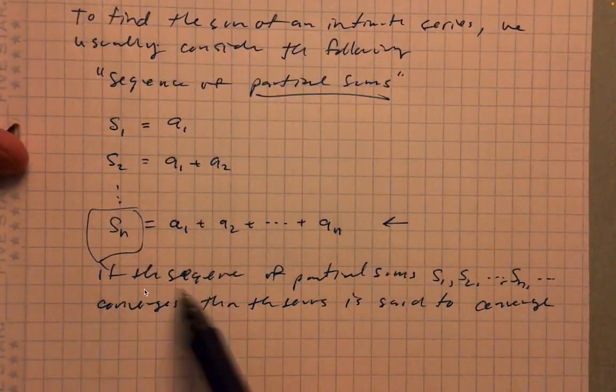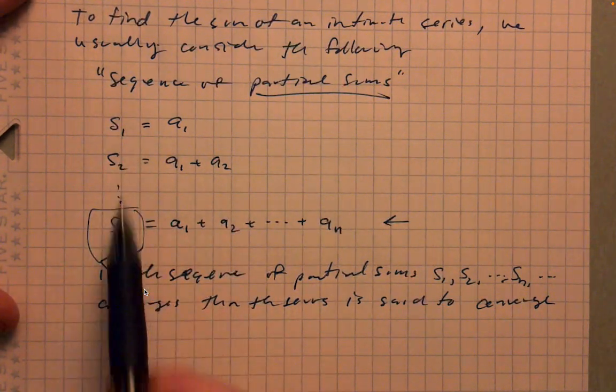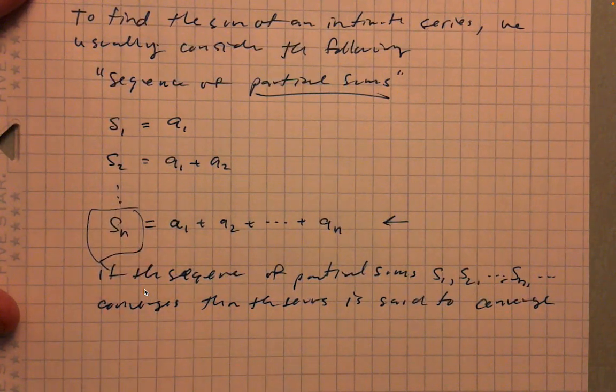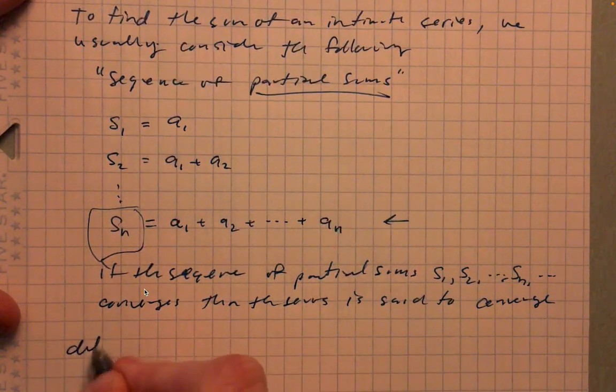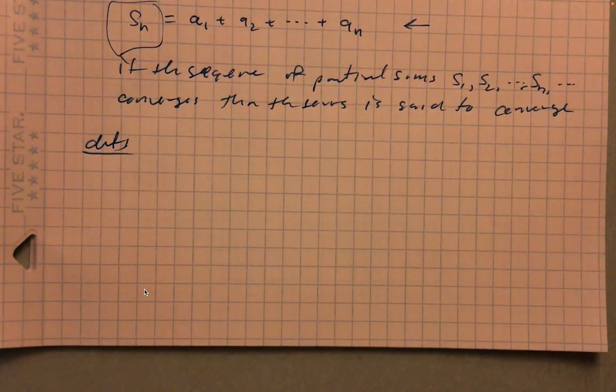Now, if the sequence of partial sums converges, then the series is said to converge. You can think of these partial sums as just another sequence. So let's crank out a definition here. This is just all wind up so far.